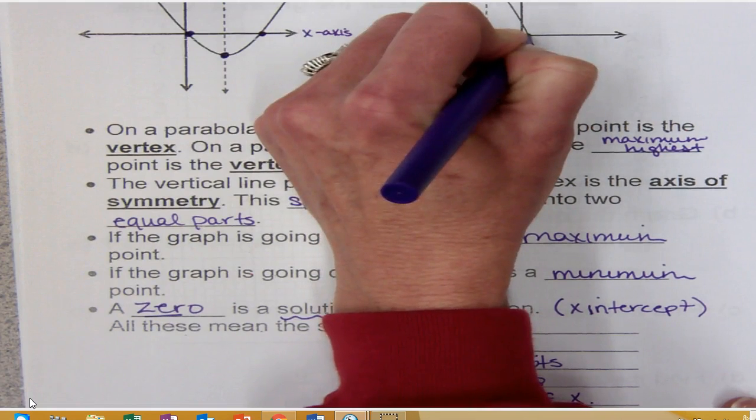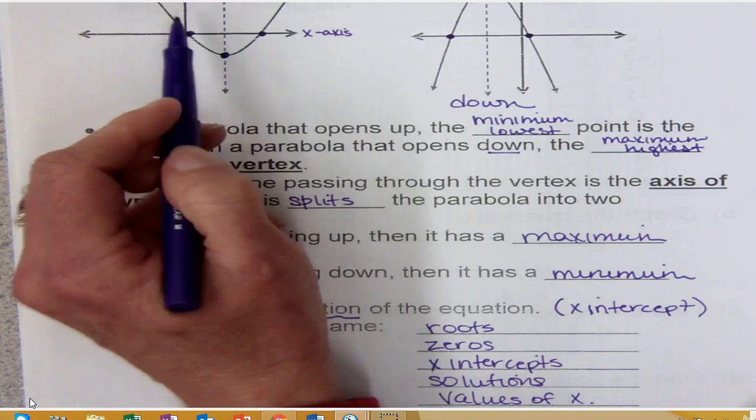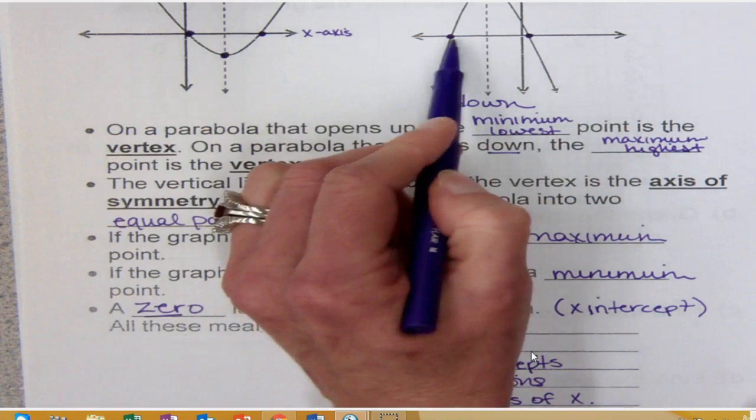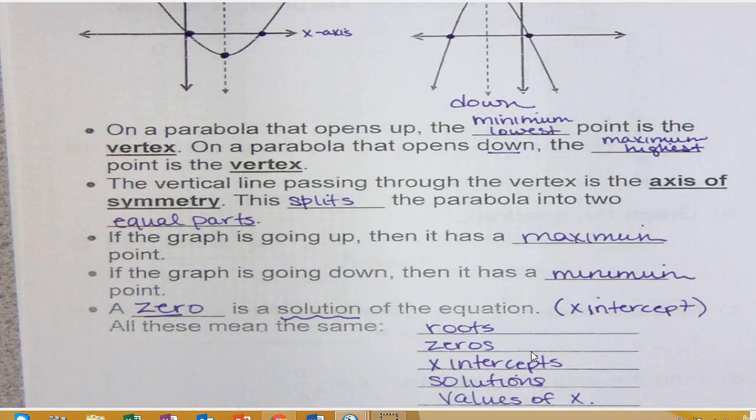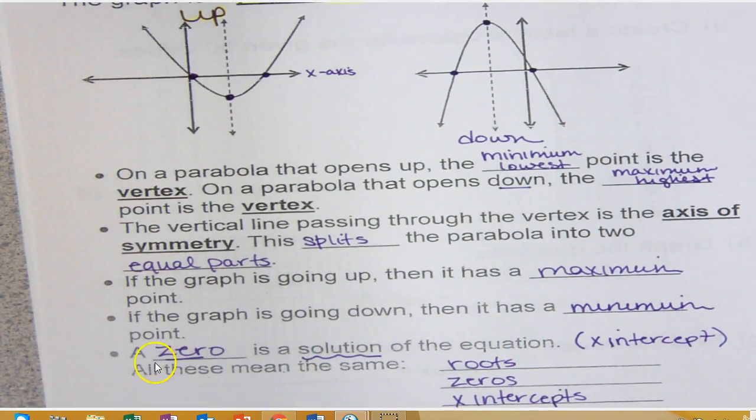These are my solutions. These are my roots, my zeros, my x-intercepts. These are the same. These have many different names. And all they mean is where the parabola cuts through the x-axis.